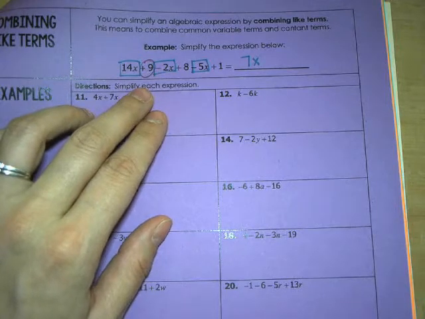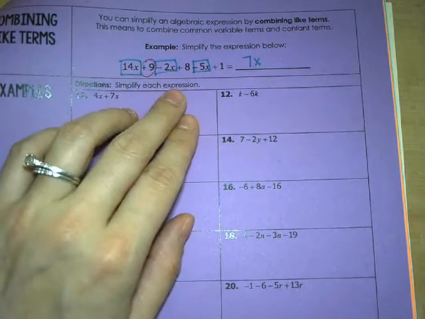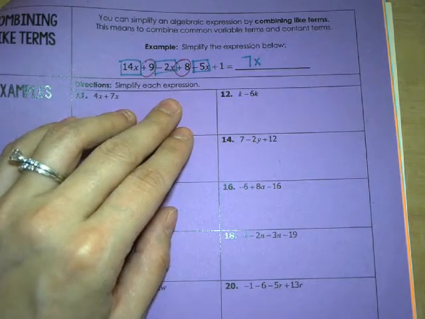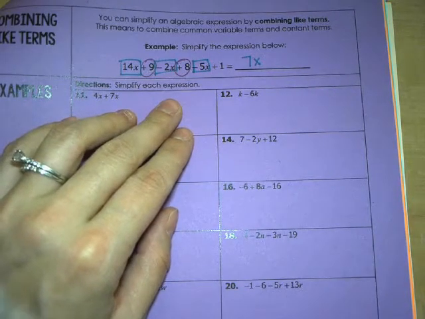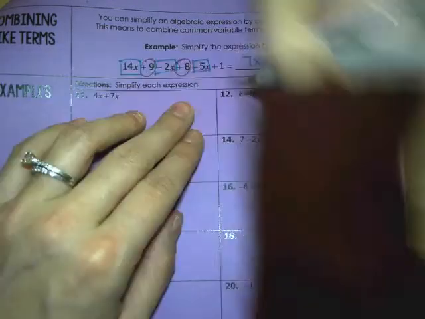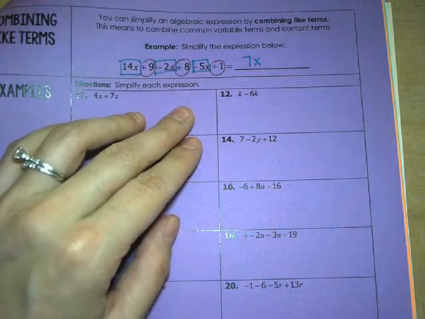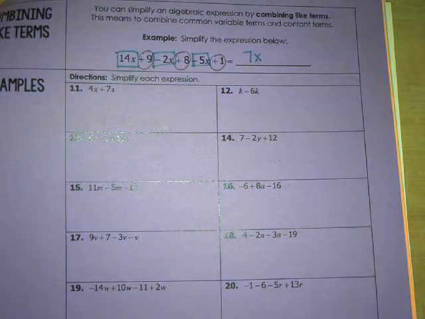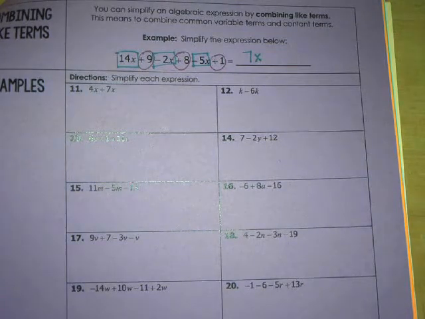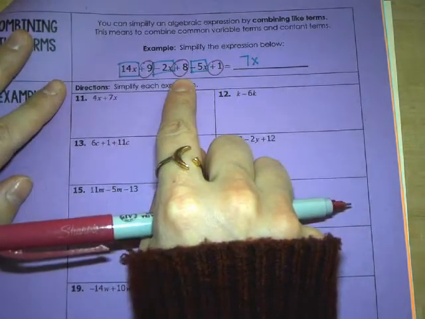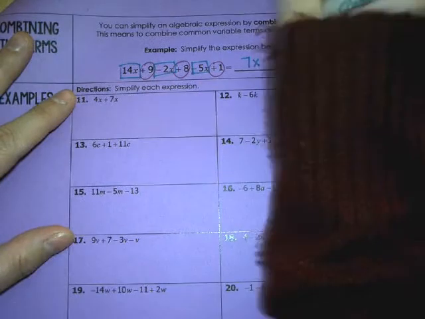What term is the same as that +9? +8. Those are the same terms. They're both constants. There's no variable to them. What's the next term that's the same? So those terms are the same. Now I can combine them together by just adding or subtracting, making sure I follow any and all signs necessary. So 9 + 8 is 17, plus 1 is 18.